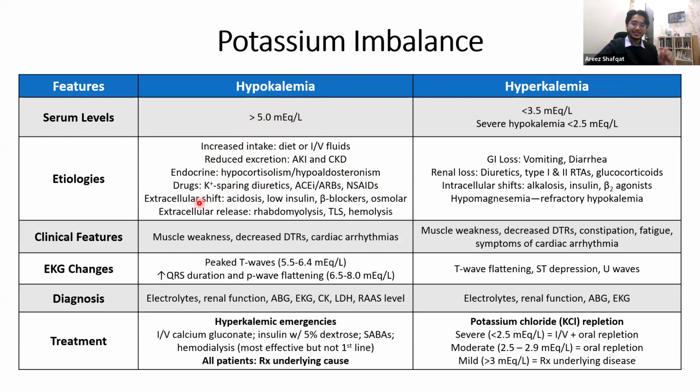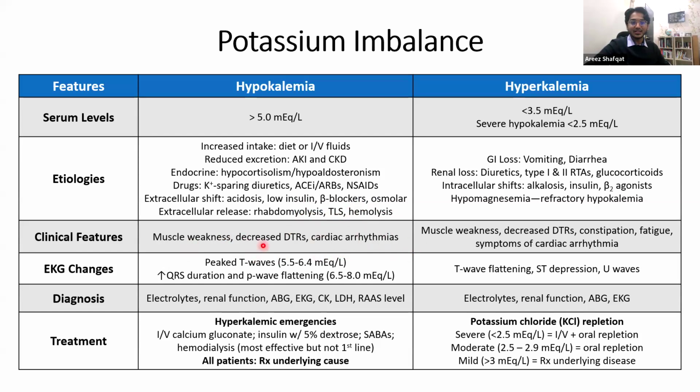The next thing you should think about in hyperkalemia is extracellular shifts. With acidosis, if you have a high hydrogen concentration outside the cell, that moves hydrogen inside and potassium outside. So acidosis is always associated with hyperkalemia. Insulin activates the sodium potassium pump, which pumps potassium inside of cells, and when you have low insulin, you have low activation of this pump, which causes hyperkalemia. Beta blockers work by the same mechanism: activation of beta receptors activates the sodium potassium pump, and their inhibition by beta blockers usually causes hyperkalemia. Extracellular release usually occurs in rhabdomyolysis, tumor lysis syndrome, or hemolysis.